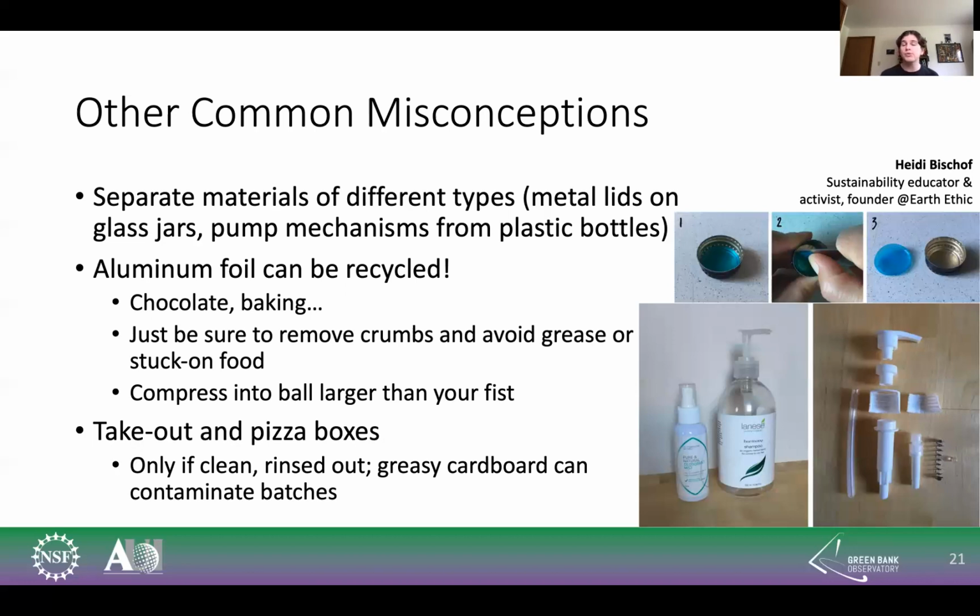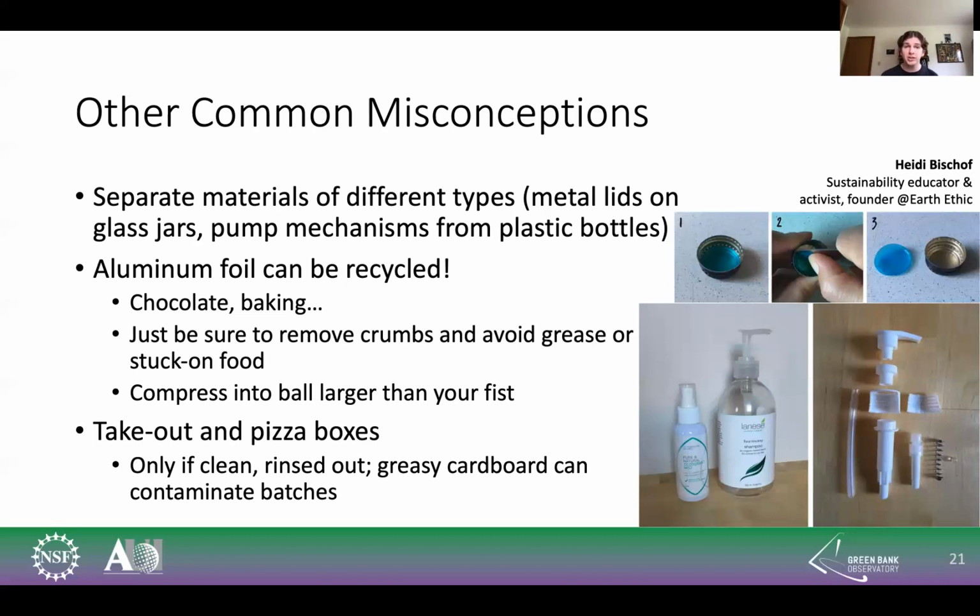As long as you can remove crumbs or grease or stuck on foods from the aluminum, you can collect it, crumple it into a larger and larger ball. And as long as it's larger than roughly the size of your fist, it can be brought in with other metals to be recycled. This is actually a really good rule of thumb for all recycling. As long as the material is larger than your fist, it should be able to make it through the recycling process without getting lost along the way or stuck inside of another material and thus risking contamination.